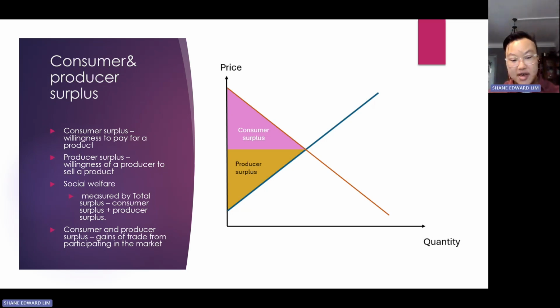So, what is social welfare? Social welfare is when a market is efficient. It consists of total surplus, consumer surplus, and producer surplus. Consumer surplus and producer surplus are gains of trade from participating in the market. The consumer surplus is gained by the consumer and the producer surplus is gained by the producer.